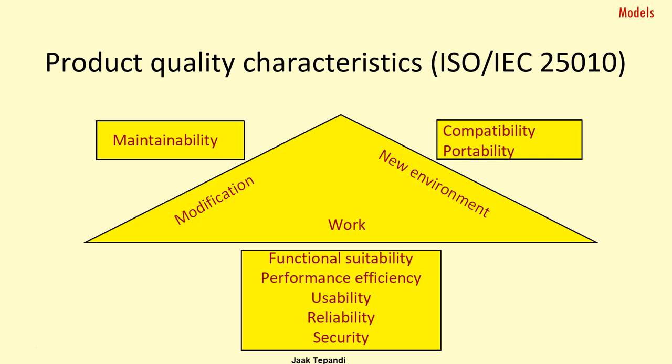We use software for our work. We need to modify it, and we need to transfer it to new environments. For work, the main characteristics are functional suitability, efficiency, usability, reliability, and security. For modification, we need maintainability, and for new environments, we need compatibility and portability.